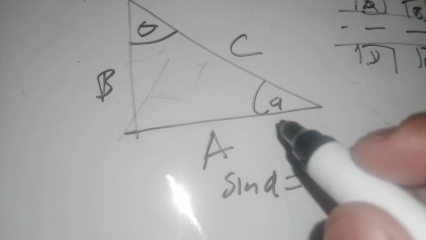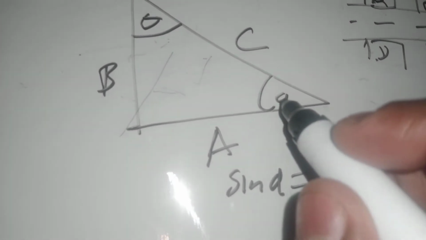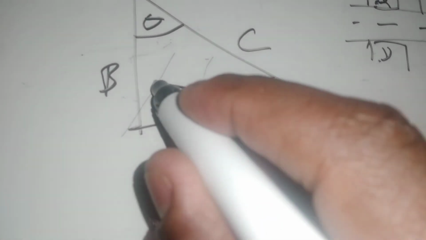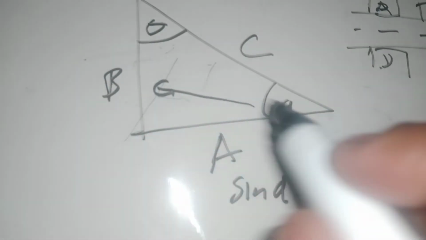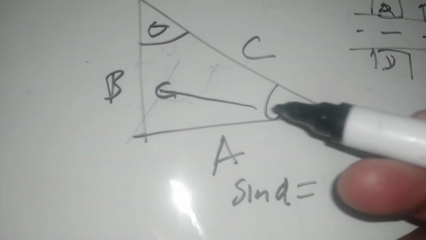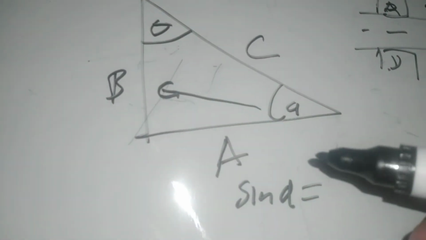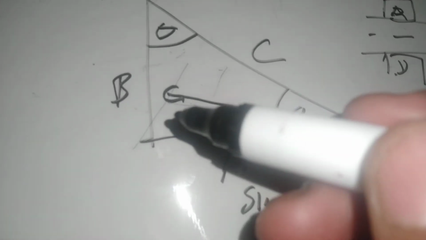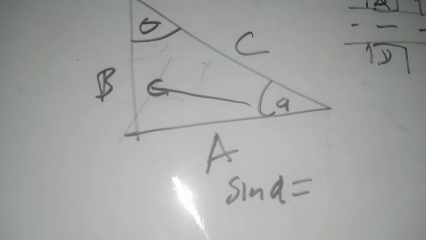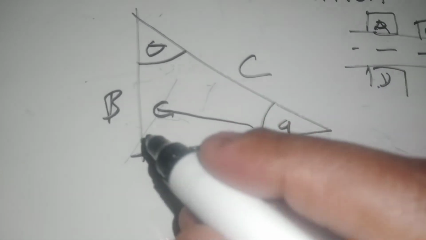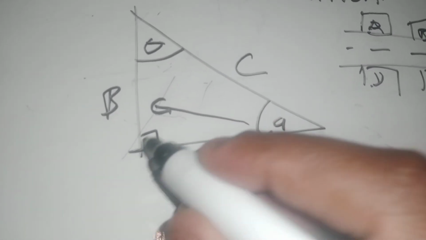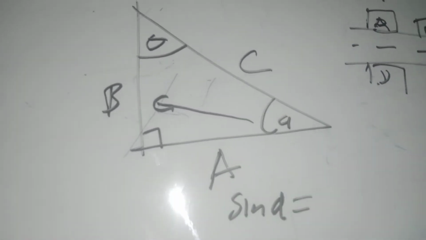So what is opposite of this angle? Whatever is opposite is where the angle is directly facing. This is opposite to this, right? The side that the angle is directly facing is the opposite side. The hypotenuse is the longest side. The one that the right angle is directly facing is always the hypotenuse.